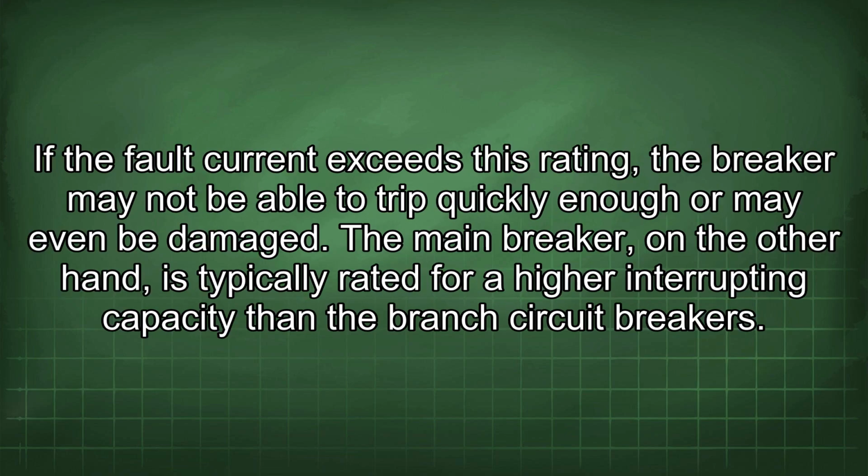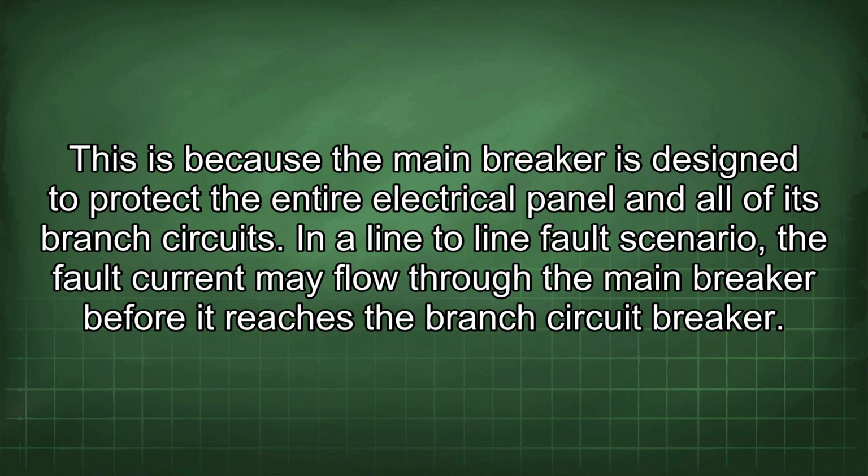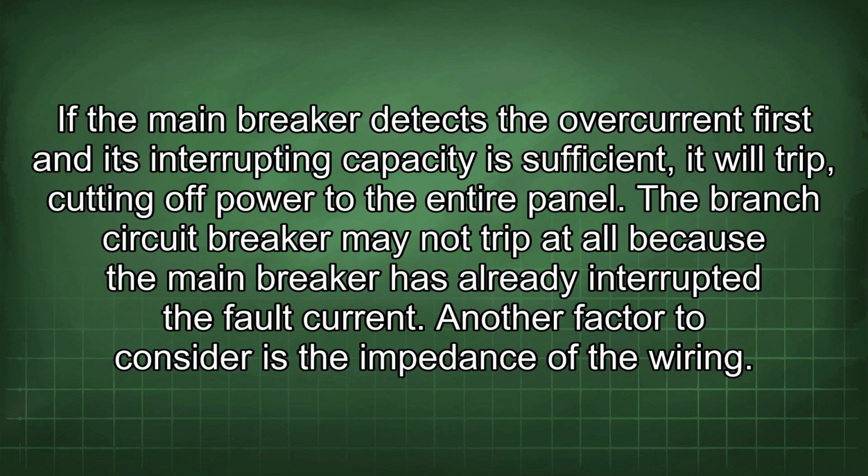If the fault current exceeds this rating, the breaker may not be able to trip quickly enough or may even be damaged. The main breaker, on the other hand, is typically rated for a higher interrupting capacity than the branch circuit breakers. This is because the main breaker is designed to protect the entire electrical panel and all of its branch circuits. In a line-to-line fault scenario, the fault current may flow through the main breaker before it reaches the branch circuit breaker. If the main breaker detects the overcurrent first and its interrupting capacity is sufficient, it will trip, cutting off power to the entire panel. The branch circuit breaker may not trip at all because the main breaker has already interrupted the fault current.